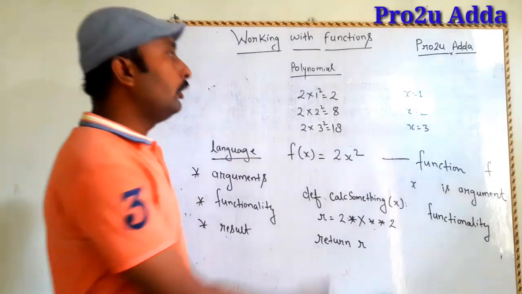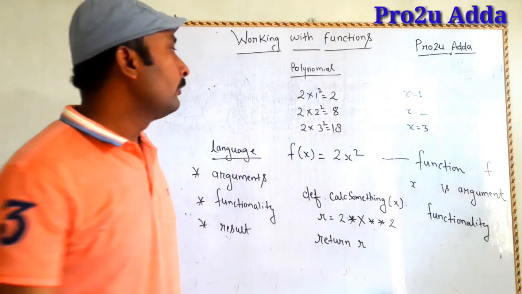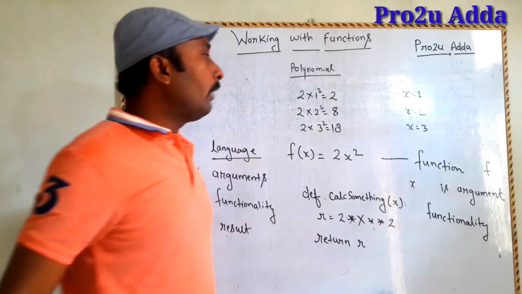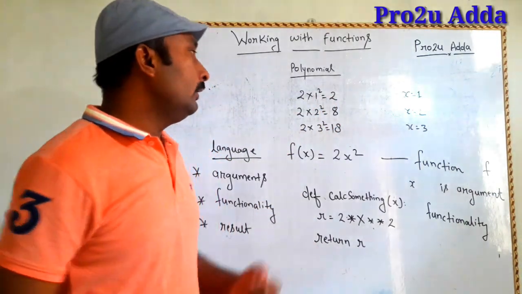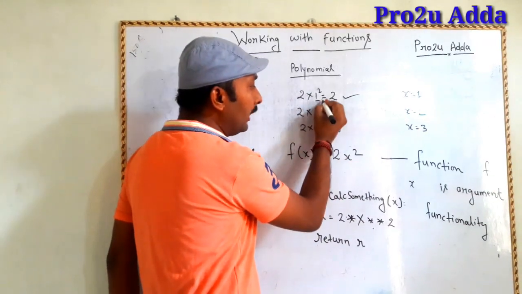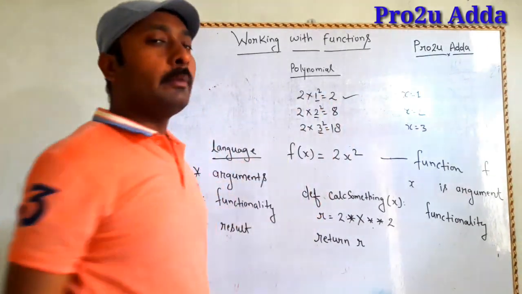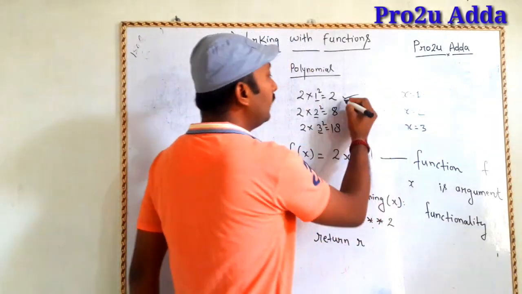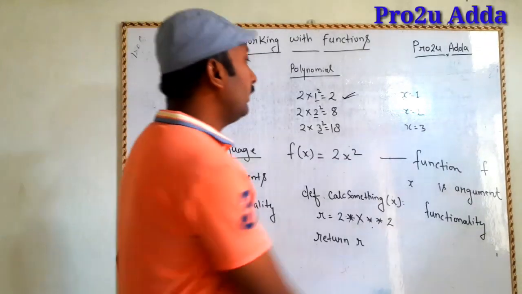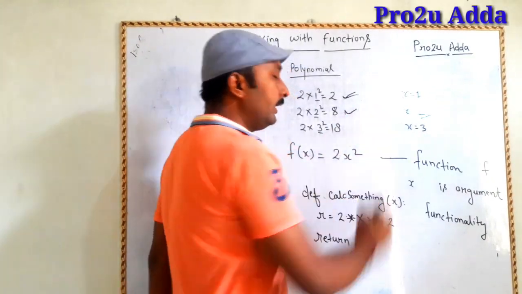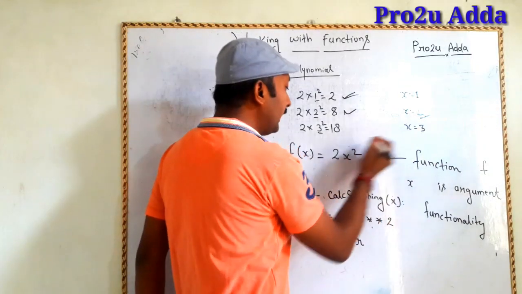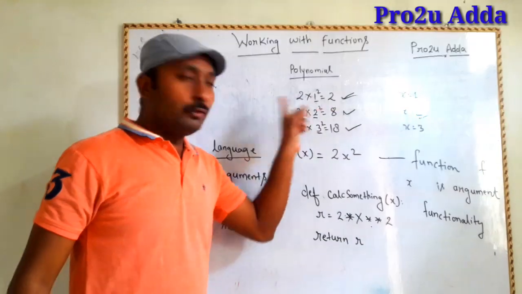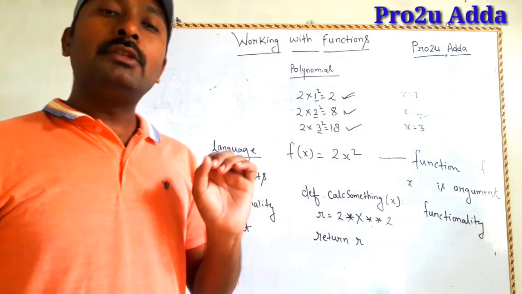You all know a polynomial, which you have read in mathematics. Here see, 2 into 1 square: 1 to the power 2 means 1, and it becomes 2. Here you can see the value changes and the rest all remain the same. When we have taken x equal to 1, it comes 2 as output. When we take x equal to 2, we get 8 as output, and when we take 3 as the input, we get 18 as an output. Means as the value changes, the output also changes.